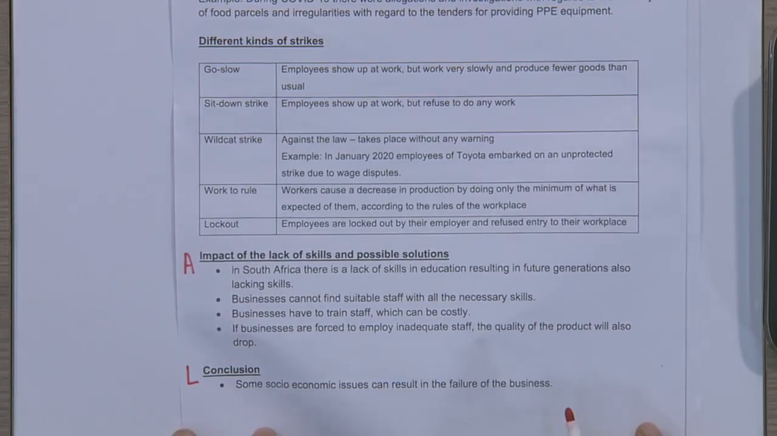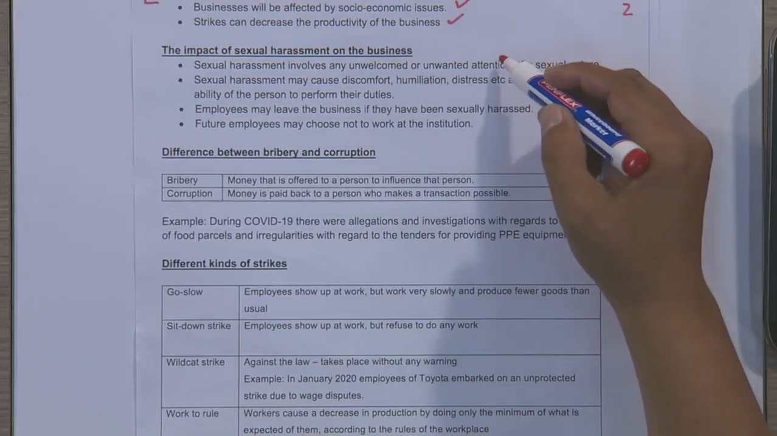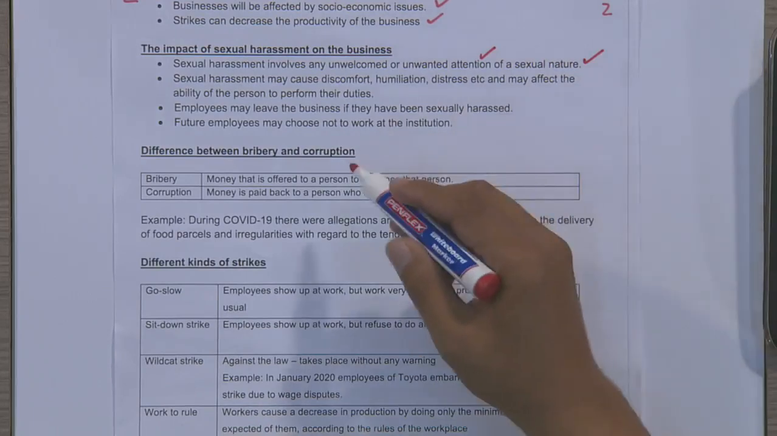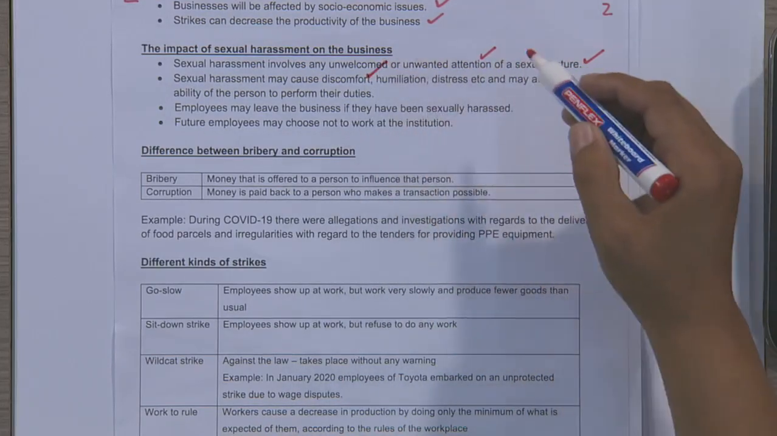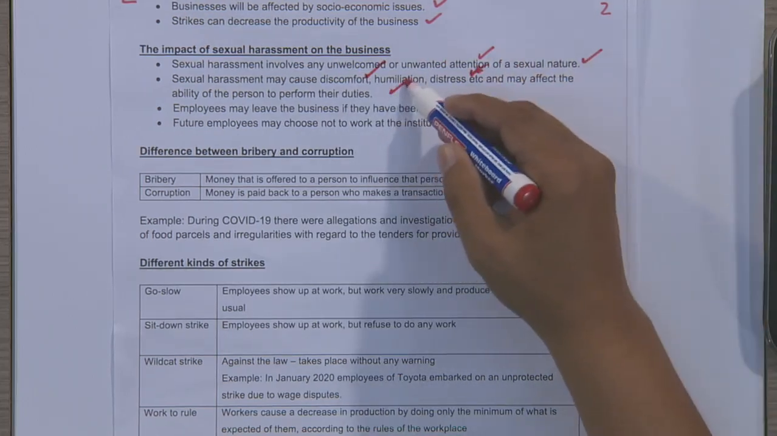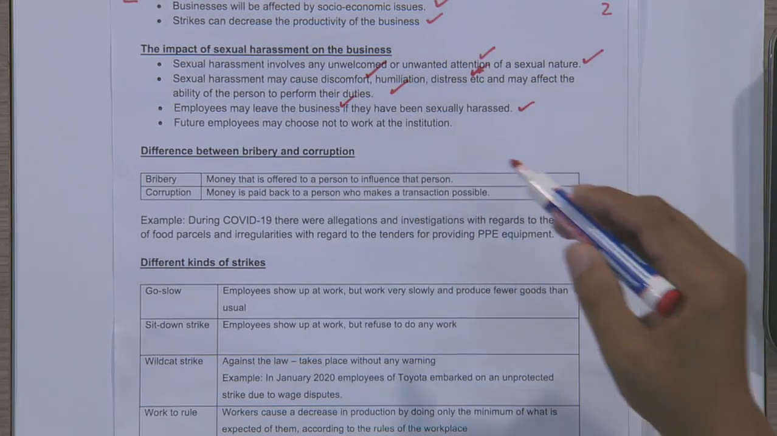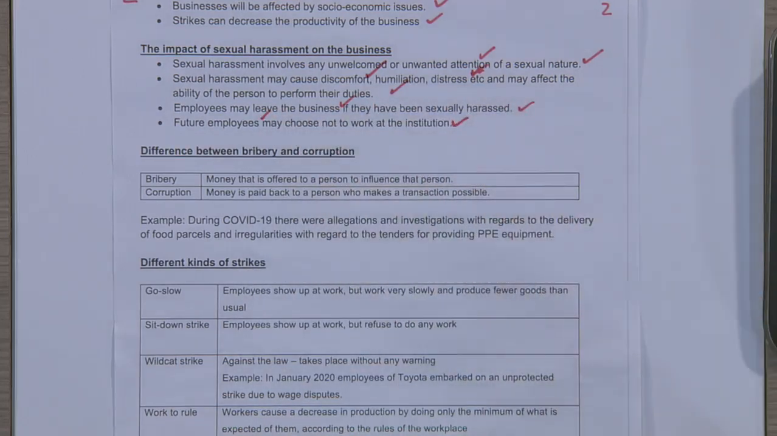Now the marker is going to start marking your work. So now they go back and they see, okay, the impact. So the marks are going to be split. Any unwelcome sexual attention of a sexual nature may cause discomfort, humiliation, distress, etc. So it will normally be 1 mark for that, or 2 marks. So that mark should be at the end of the statement. Employees may leave the business if they feel sexually harassed, and future employees may not want to work in the institution. So that will be worth 8 marks.